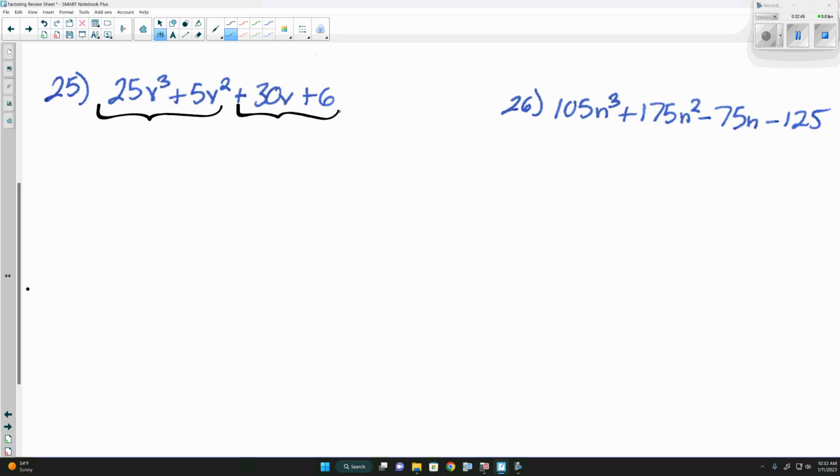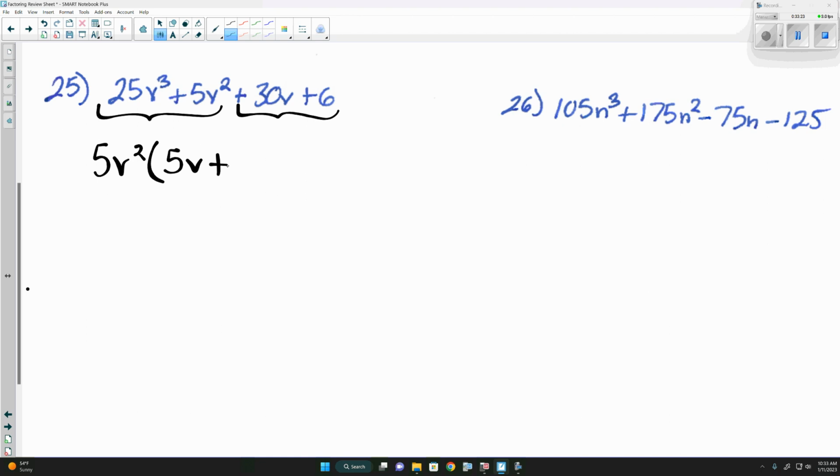So if I look at the first 2 terms, I'm looking for what's in common. What's going to be the greatest common factor between those 2 terms? What will go into both 25v cubed and 5v squared? 5v squared, because 5 will go into both 25 and 5, and v squared will go into both v cubed and v squared. So we'll take 5 out of both. So 25 divided by 5 is 5. And if we take v squared out of v cubed, we have v plus.